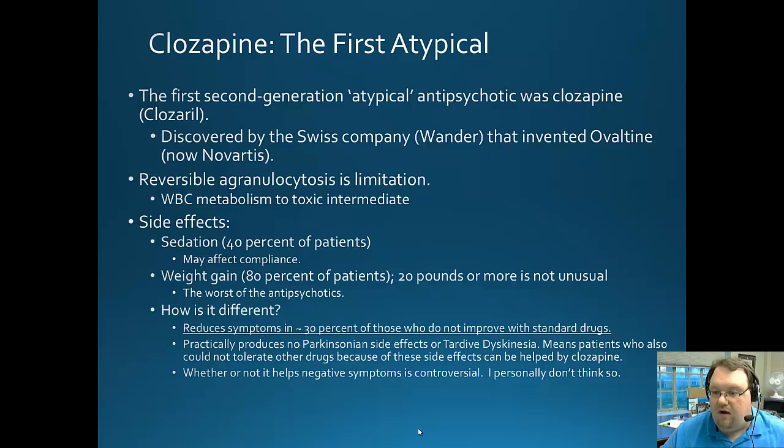So now there are some important negatives to this medication. One of them is reversible agranulocytosis. This is a reduction in white blood cells. And there are actually some people early on that died because they had such a reduction that they died from infections. The good news is that when you find that this is happening, you can take the person off the medication, and it goes back up. But it's something you have to be cautious with.